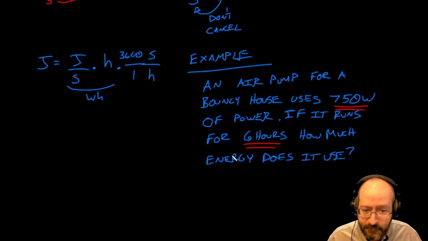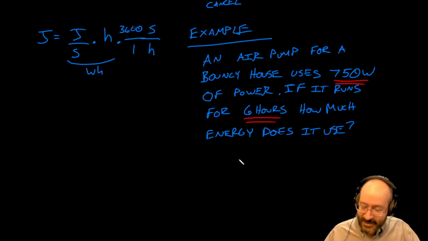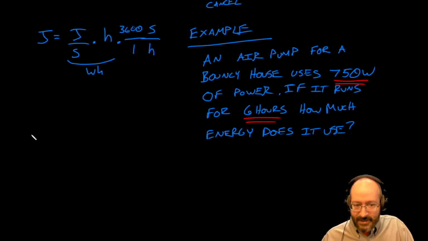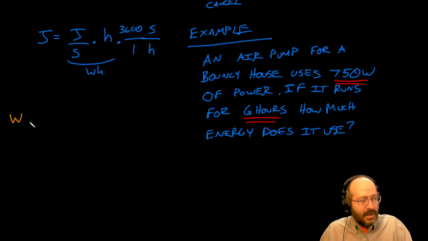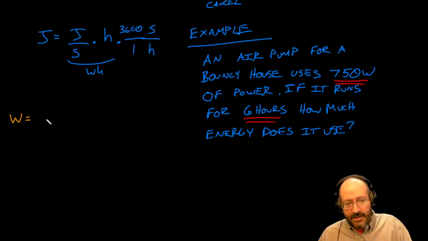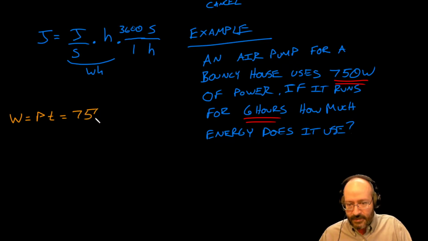Okay, so 750 watts, and we want to figure out how much work we're going to do, how much energy we're going to spend. So work and energy is W, and we're going to take power and multiply it by time. Let's leave it in watt hours to begin with, and we're going to end up with 750 watts multiplied by 6 hours.